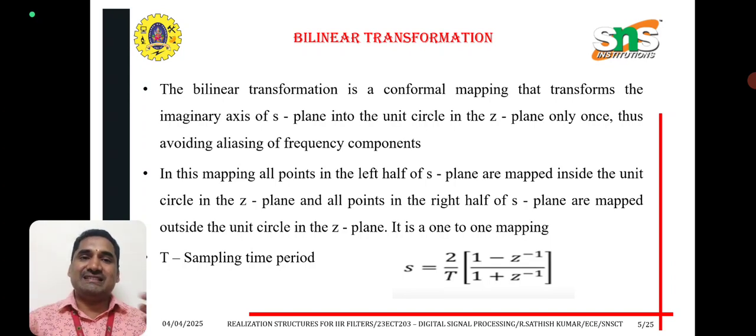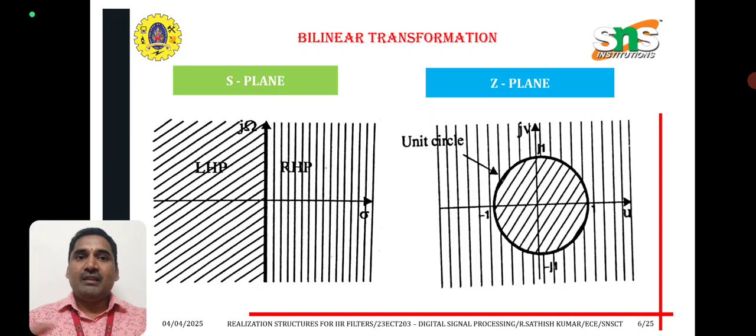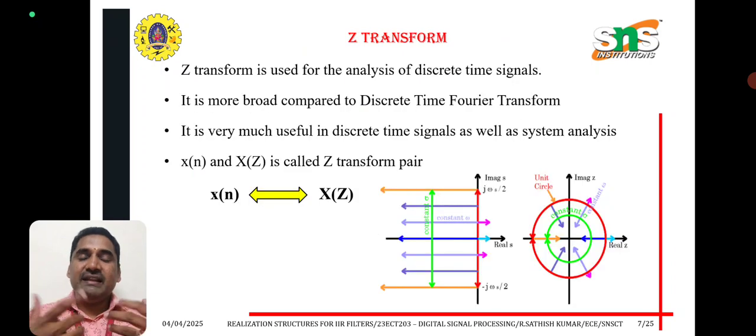Next, bilinear transformation is a conformal mapping that transforms the imaginary axis of S plane into the unit circle of the Z plane to avoid aliasing. In this mapping, the left half of S plane is mapped inside the unit circle in the Z plane, and all the points in the right half of the S plane are mapped outside the unit circle of the Z plane. S can be defined as 2 by T into 1 minus z inverse divided by 1 plus z inverse. T is nothing but the sampling time period. The left half of S plane is mapped inside the unit circle of the Z plane, and the right half of the S plane is mapped outside the unit circle in the Z plane in bilinear transformation.